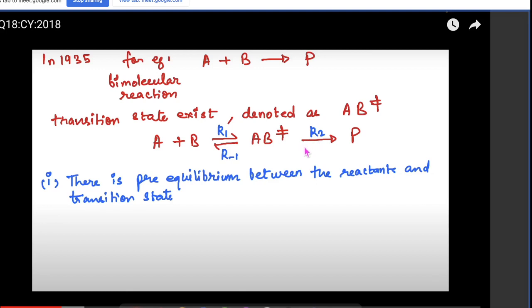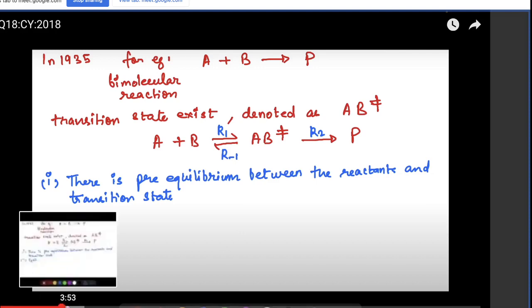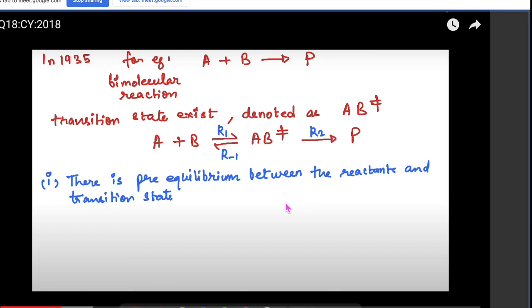The assumption in pre-equilibrium is that the product formation rate, that is k2, has to be very slow, because that is the rate determining step, it is slow. And with the pre-equilibrium set up between the transition state and my reactant, you have to find out the concentration of the transition state, and then finally you have to find out the rate of the whole reaction. So this is what the pre-equilibrium conditions are.